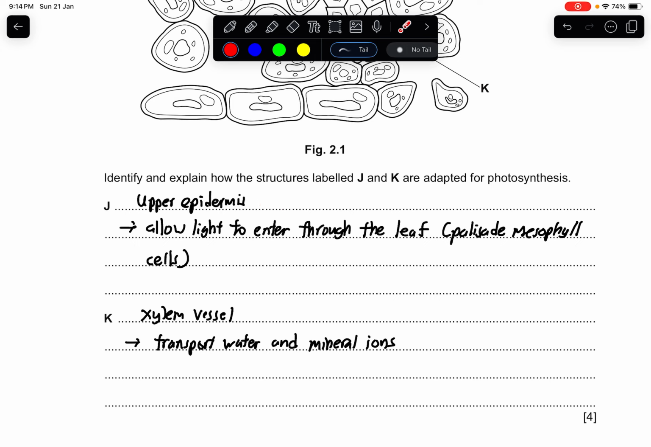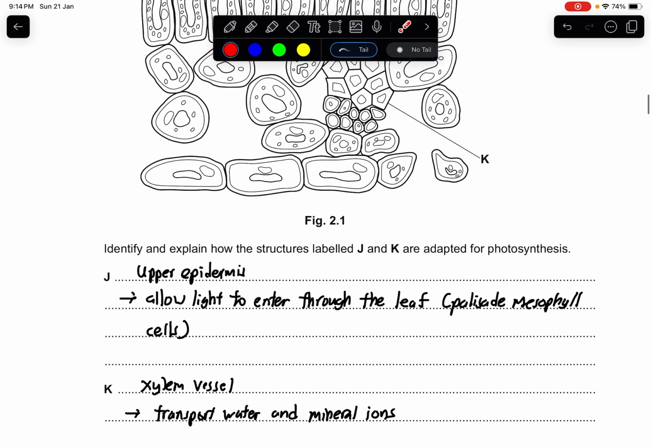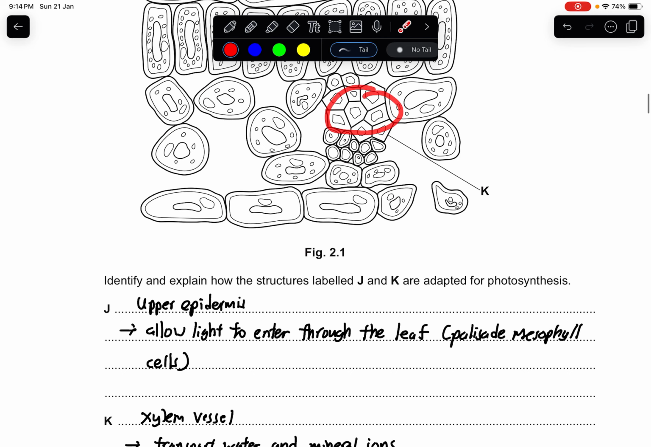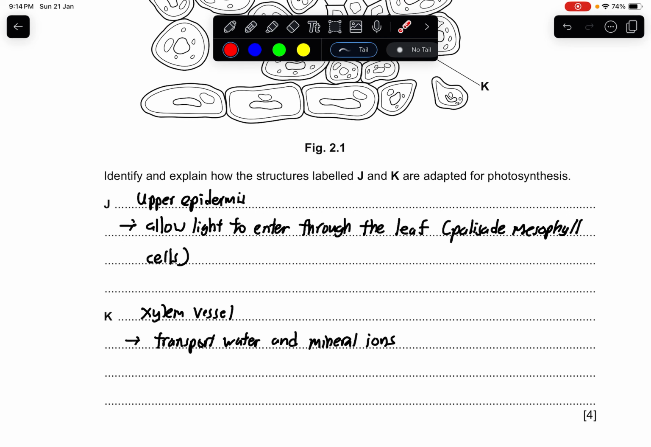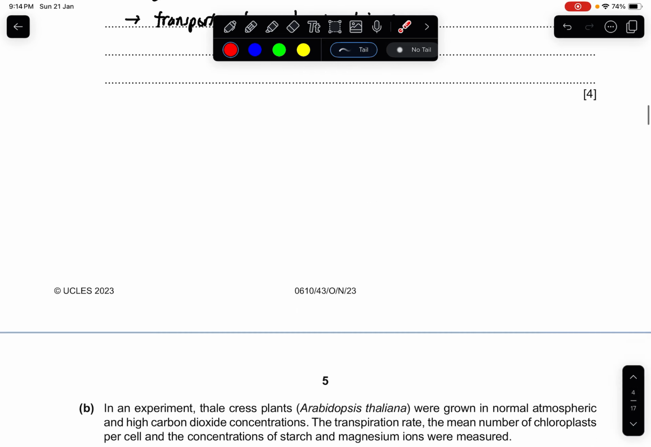Alright, and then your explanation is that it will be allowing light to enter through the leaf so that the palisade mesophyll cell is able to undergo photosynthesis. For K, it will be the xylem vessel, okay, which basically transports water and mineral ions. Okay, just a very simple structure that helps with photosynthesis.